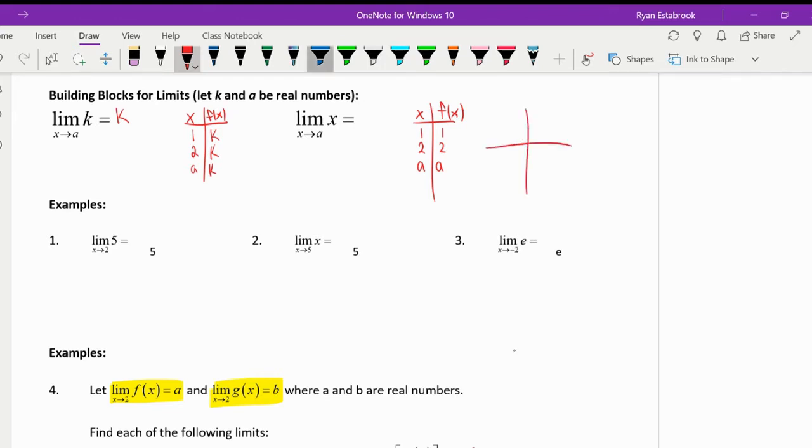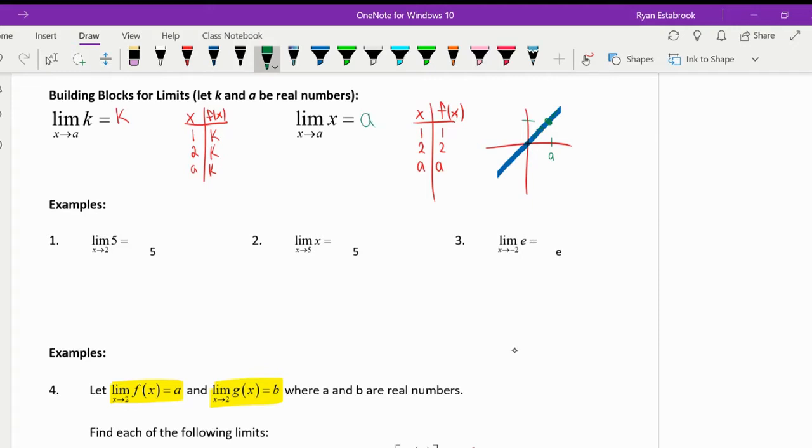This function looks something like this blue line we have here, y equals x. And no matter where a is at, it could be to the left, or it could be to the right, here's my x value of a, my y value is a, and it's approaching that value from both sides, so this one is a.